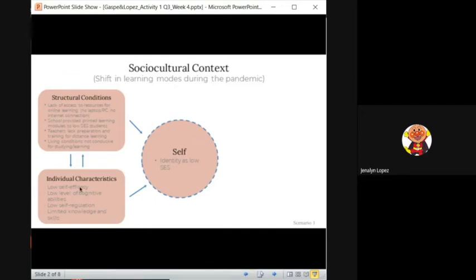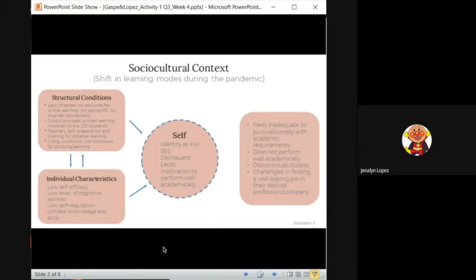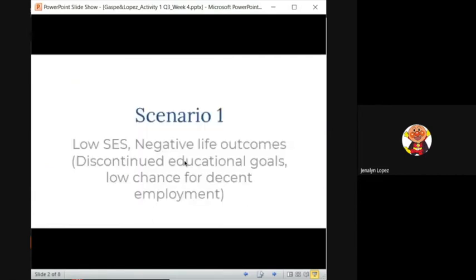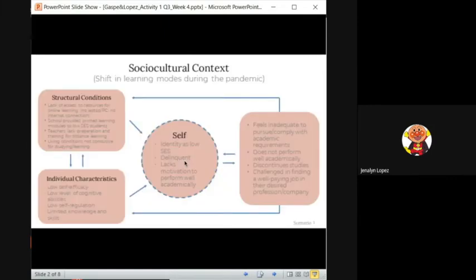Okay, so individual characteristics, binase namin siya dun sa readings na associations with the lower class. So ang associated for the lower class is the lower self-efficacy, lower level of cognitive abilities, and then lower self-regulation. So itong mga structural conditions and individual characteristics, they may interact and they may influence one another to form yung self, kung ano yung nade-develop na meanings nung self, nung person, and then what kinds of motivations yung nabubuo sa kanya given the interactions within the structural conditions and the individual characteristics.